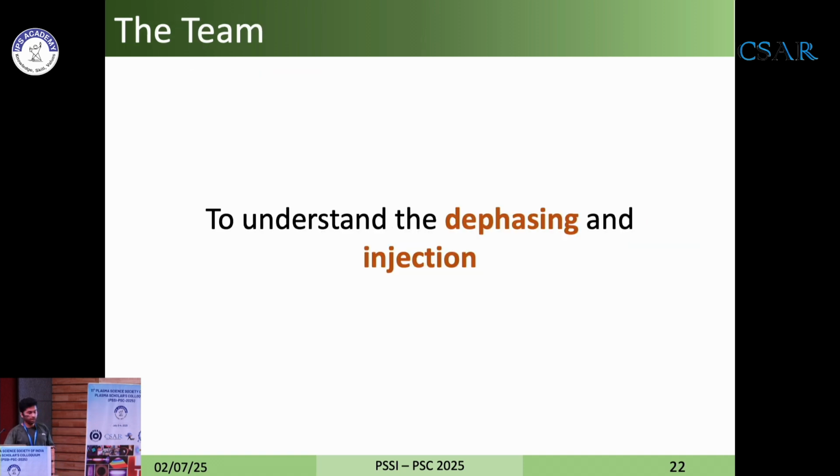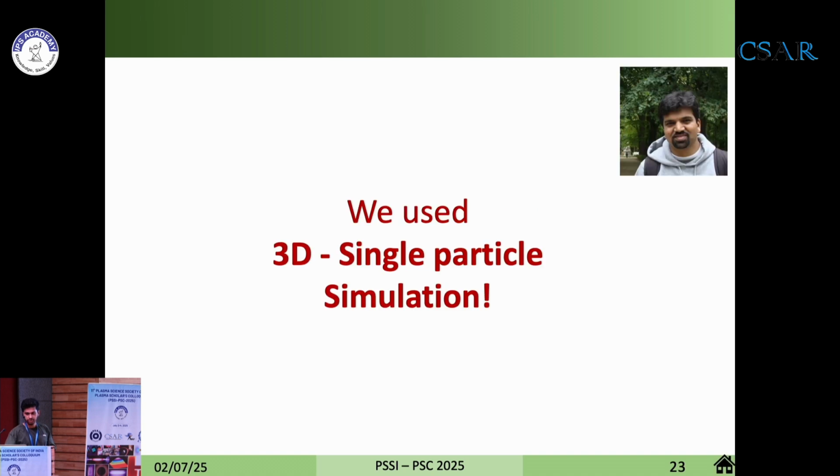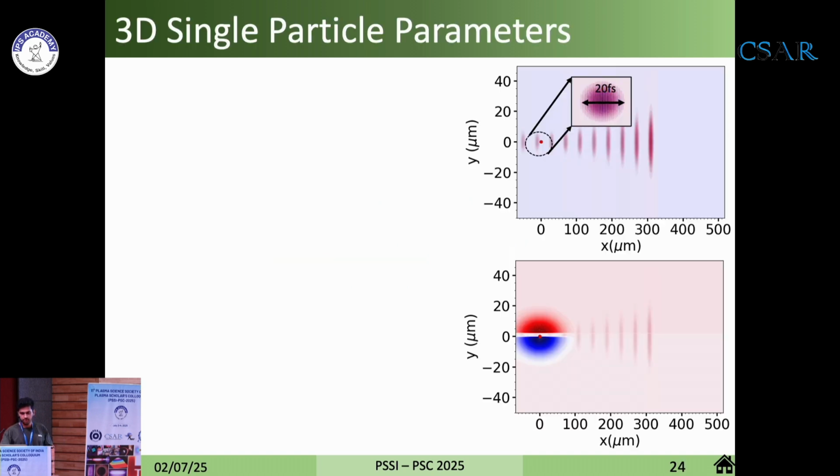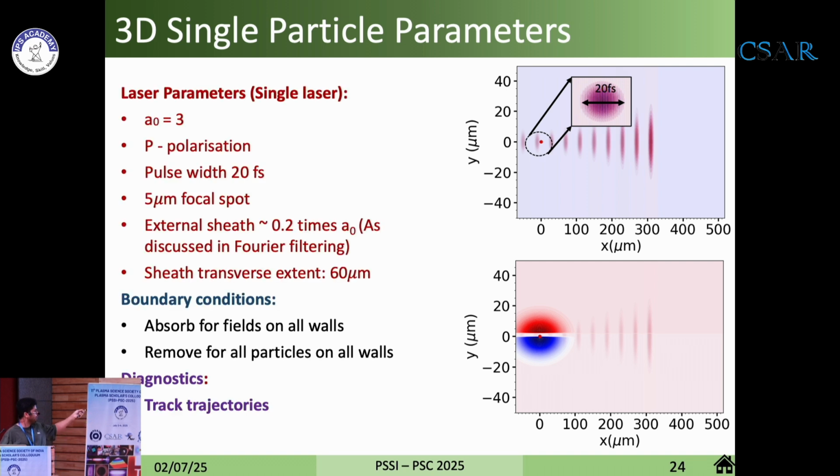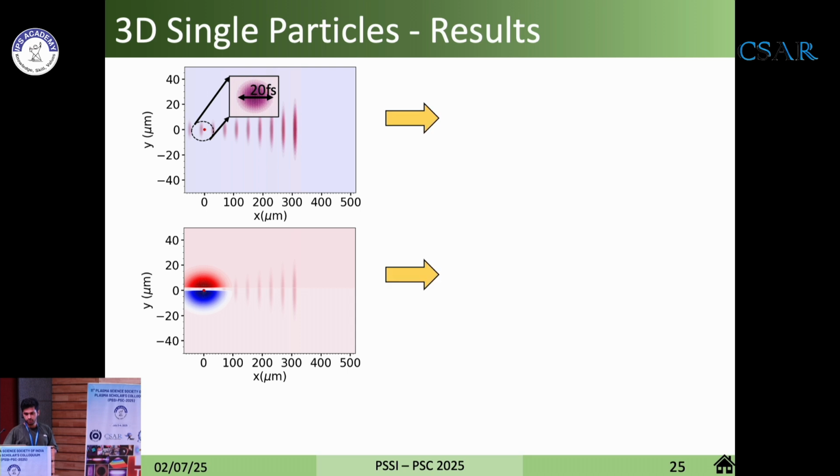Then, to understand the dephasing and the injection, we use a 3D single particle simulation, which was done in CEBS by Dr. Bhushan Paradkar. Next, we have two cases where we have a single particle in the laser, with the same parameters, with the top one without sheath and the bottom one with sheath. Here we added the external sheath on purpose, of the same magnitude as we talked about, 0.2 times the A0, with the same boundary condition, and we are just tracking the single particle trajectory to understand it better. So next, I will show you the result.